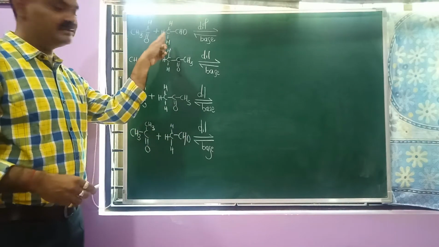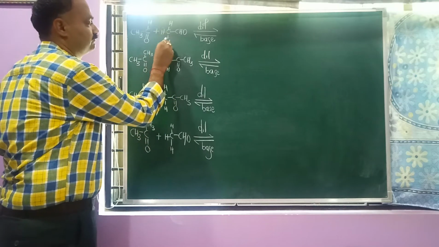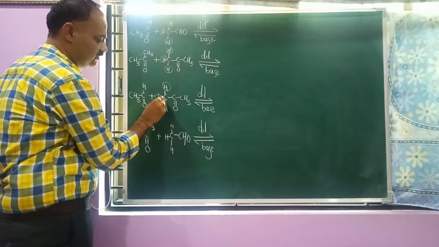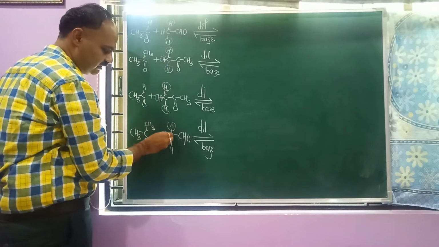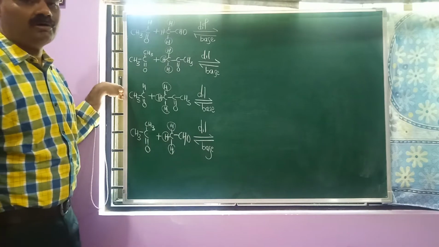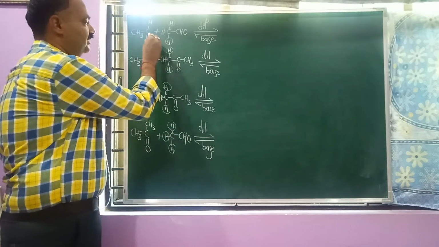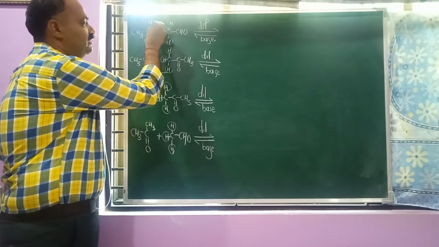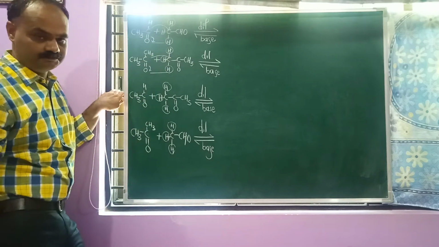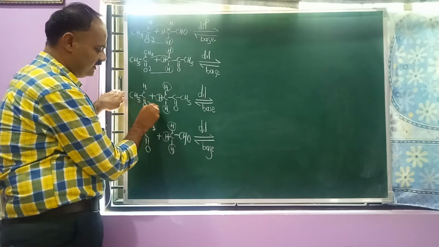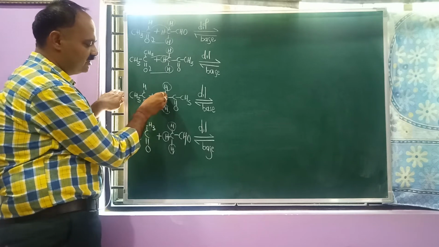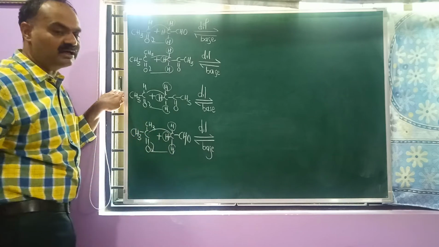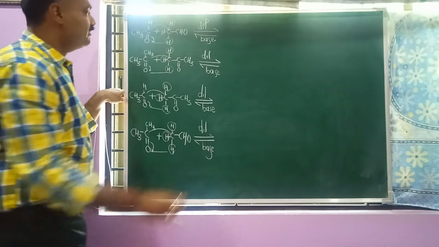As we discussed, this is alpha hydrogen. Alpha hydrogen containing compounds will undergo aldol or cross aldol condensation. This bond will break, alpha hydrogen will attach here, and the alpha carbon and carbonyl carbon will attach. Same here, O minus oxygen will attach with alpha hydrogen, and the alpha carbon and carbonyl carbon will attach. Same here, the alpha carbon and carbonyl carbon will attach. I am writing the intermediate here.